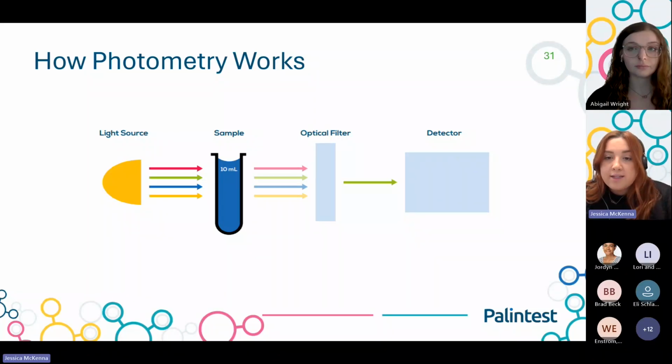The instrument measures the percent T through the sample in comparison to the blank. And the blank is just the sample without any reagents in it. And this is important because light passing through a glass tube of water will behave very differently to light passing through air.